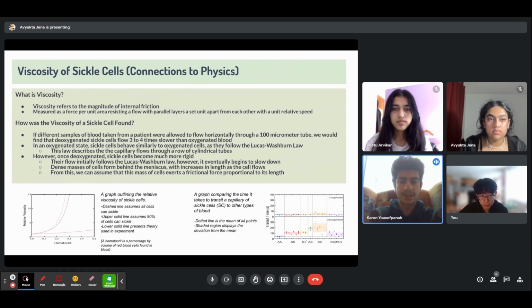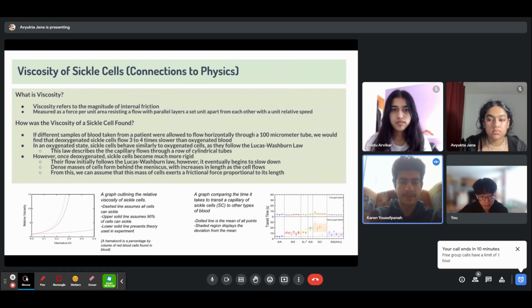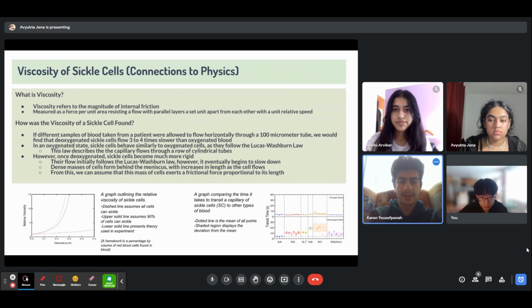This mass of cells consistently grew in length as the blood flowed. This led to the sample containing sickle cells to flow 3 or 4 times slower than a healthy blood sample. Based on this, experts gathered that the clump of sickle cells exerts a frictional force that is proportional to its length. Thanks to the quick and inexpensive nature of this experiment, it has made the diagnosis of sickle cell disease much easier and quicker in resource starved countries.